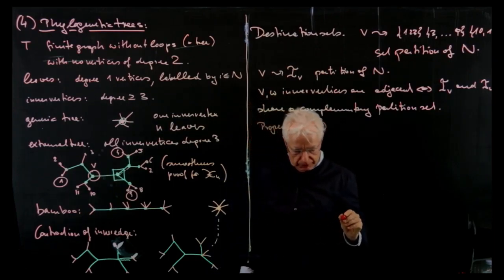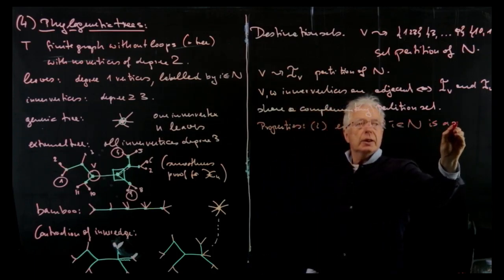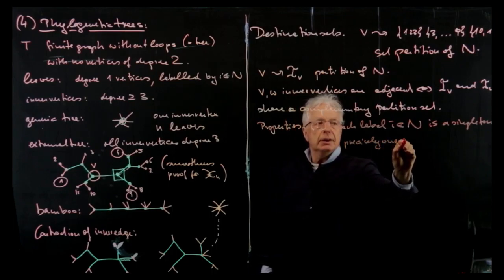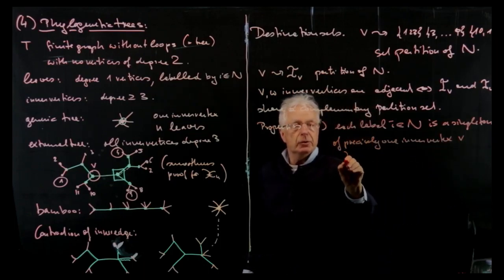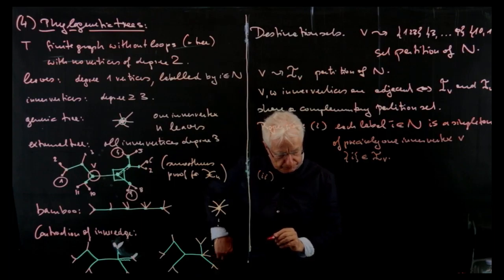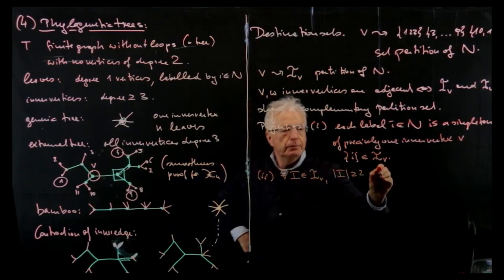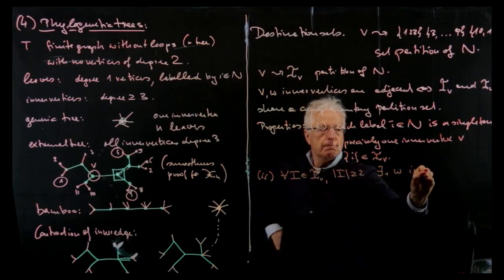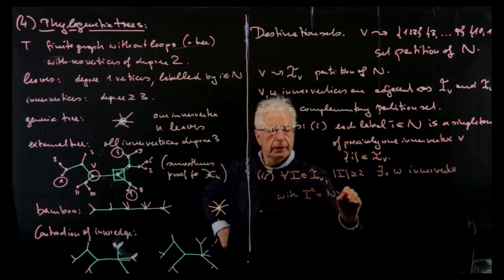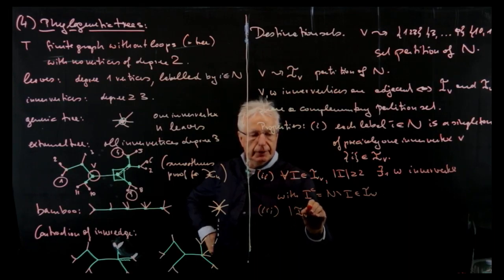Let me recall. So each label I in N is a singleton of precisely one inner vertex V, which means the set I is in the IV. Number two, for all I in IV with at least two elements, there exists a unique W in a vertex with IC, which is N minus I, in IW. And the third condition is that these partition sets have at least three elements.